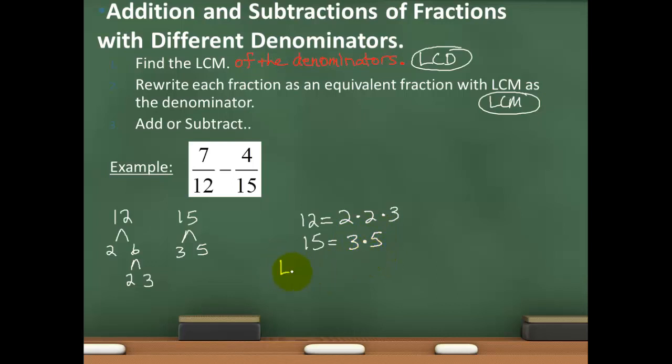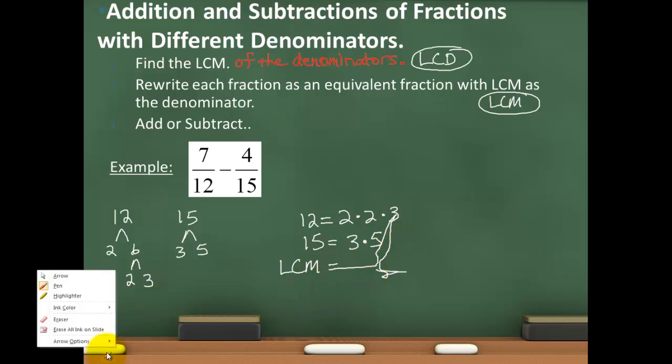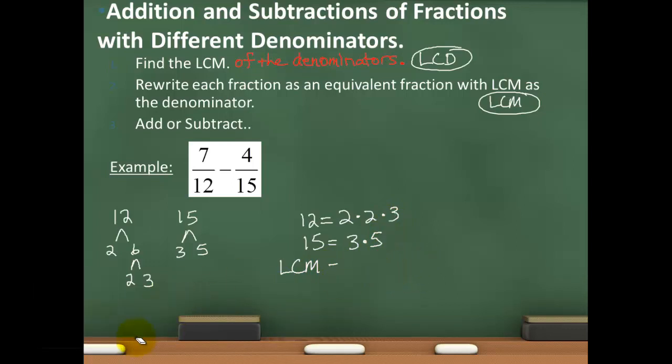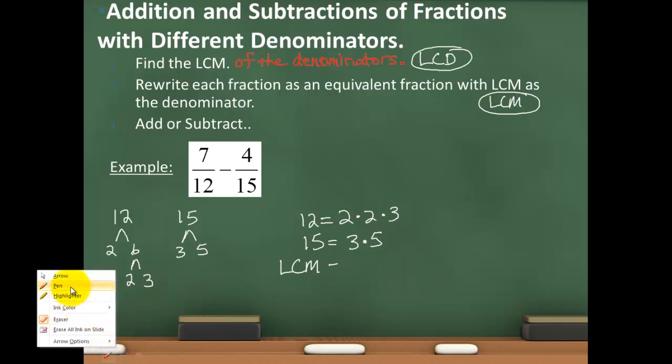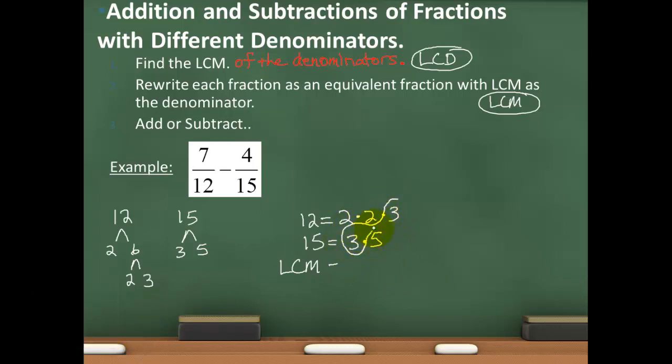And so when I find my least common multiple, I want to figure out what they have in common. Let's find out what they have in common, which is that 3, which I was trying to circle here. And then I have to put everything else into that least common multiple. So I only have to write the 3 once since it's in common. The other things I have to write once as well. So my least common multiple will be 3 times 2, which is 6, times 2, which is 12, times 5, which is 60.